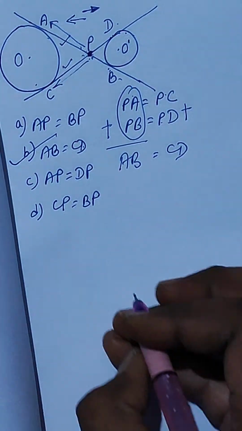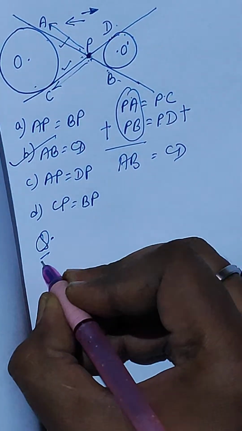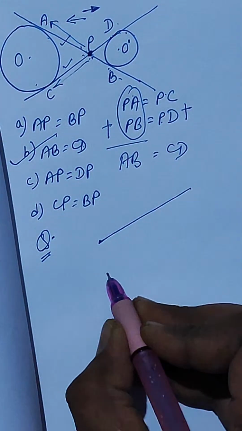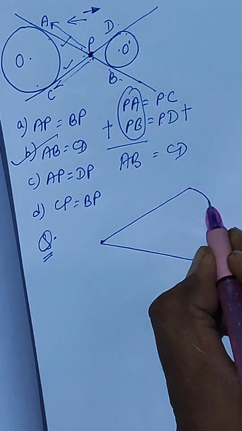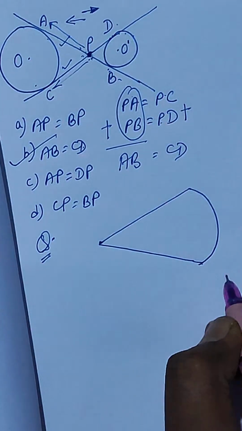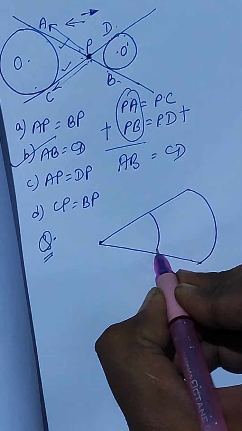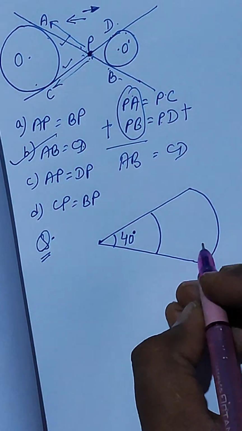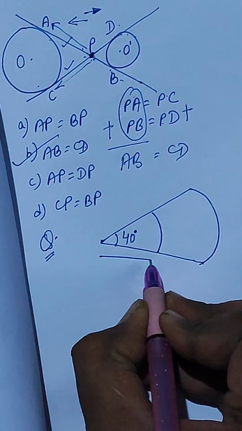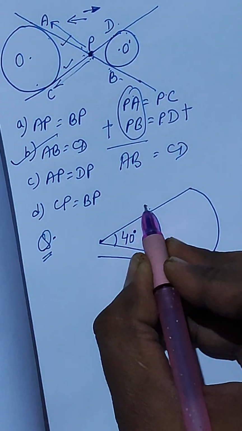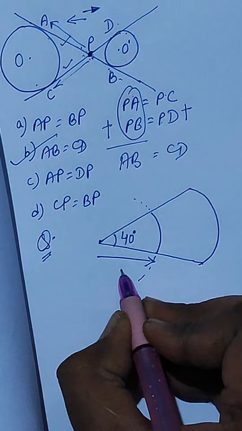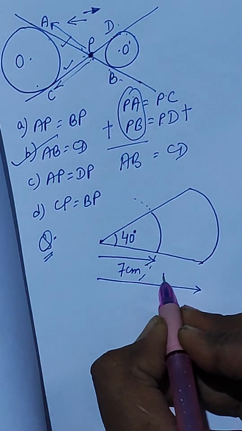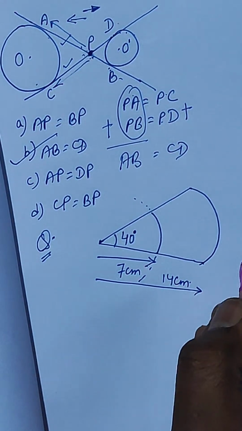Now we have taken another question from the sample paper, where a sector is given to you. The sector is looking like this, and the angle of the sector is 40°. The radius of the smaller circle, of which this is a part, is 7 centimeter, and the bigger radius is 14 centimeter, right?